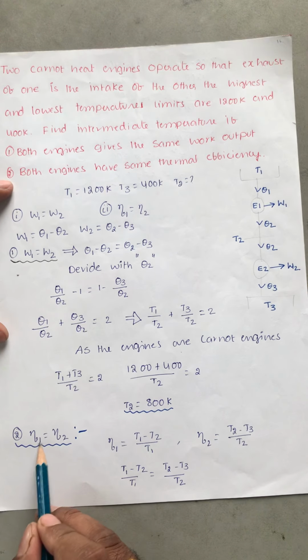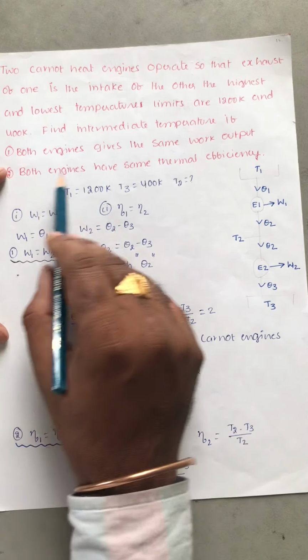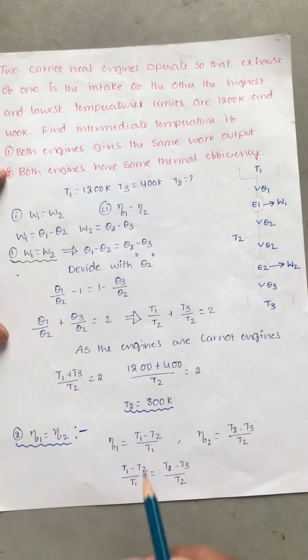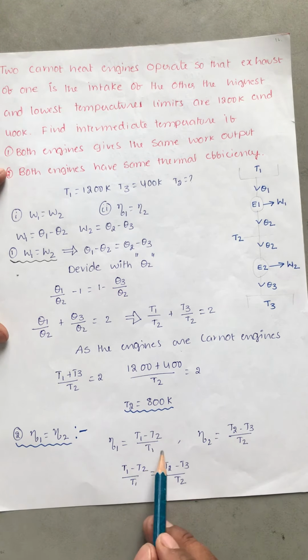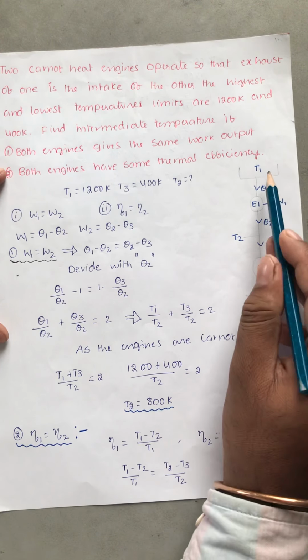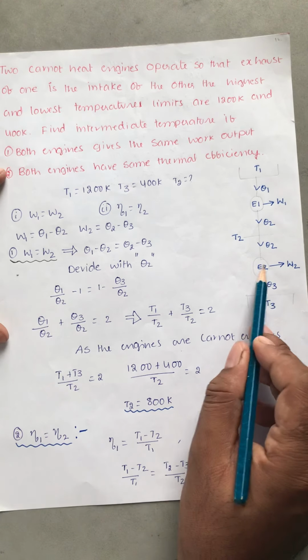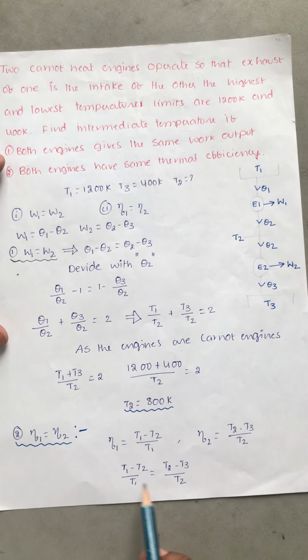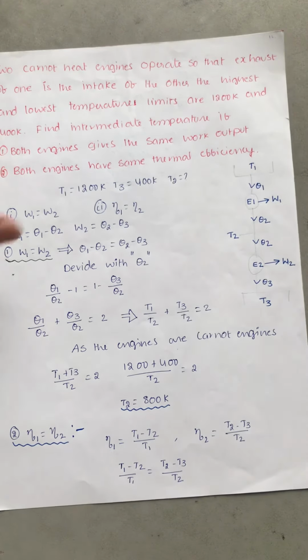Now the efficiency condition, eta 1 equal to eta 2, the second condition. Both engines have the same thermal efficiency. Eta 1, the engine being a Carnot engine, you can write in terms of temperatures: T1 minus T2 by T1. Eta 2 equals T2 minus T3 by T2. If eta 1 equal to eta 2, then T1 minus T2 by T1 is equal to T2 minus T3 by T2.